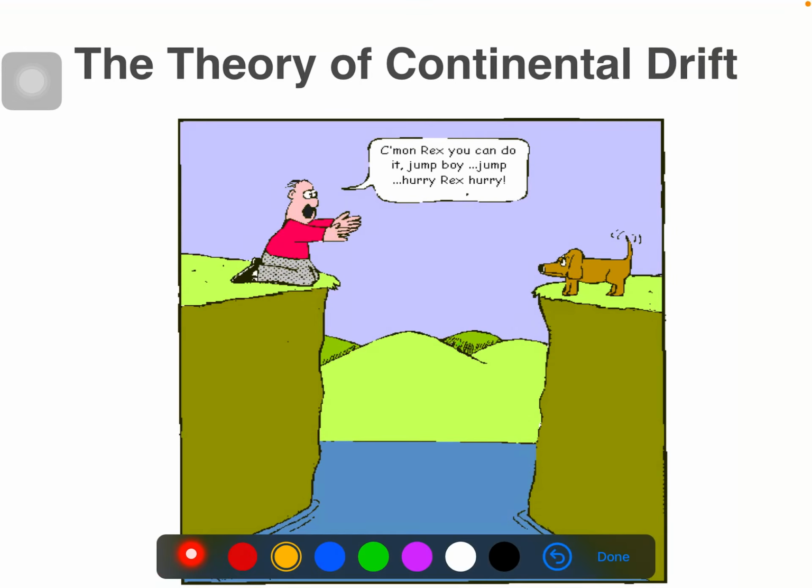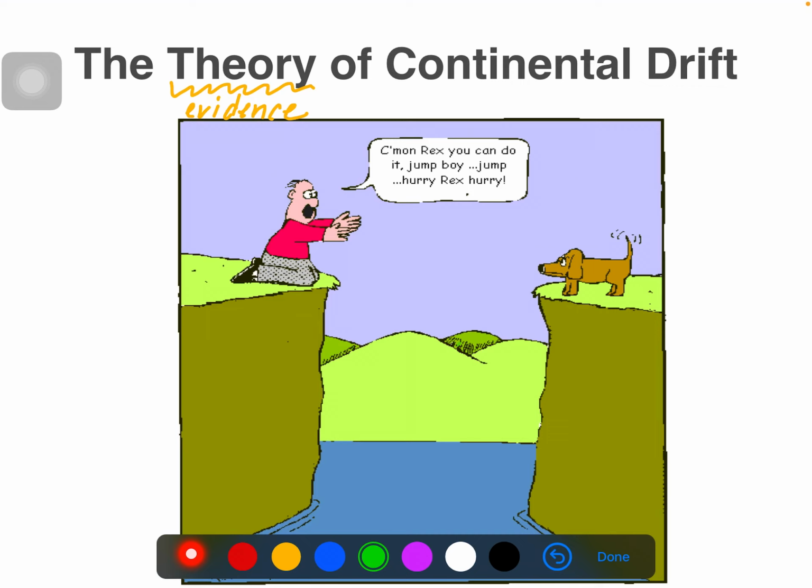So here we go, getting started with our explain the theory of continental drift. Just breaking this down, reminder that a theory is an idea based on evidence, right? Because we don't have a personal account to 100% connect this idea. We need to have evidence to back it up.